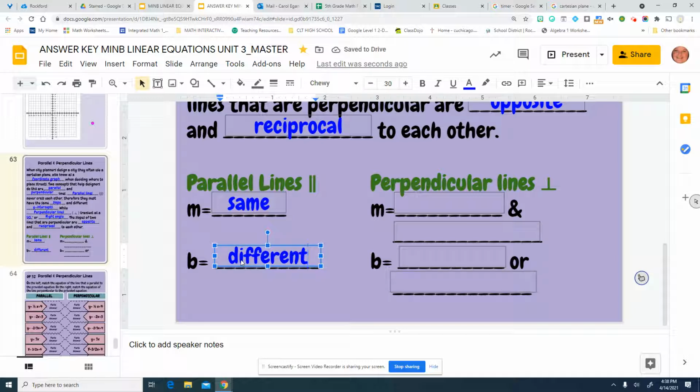So in order to prove, because that's where we're at in math, we can't just say, oh yeah, they look parallel. We have to prove it with the math. So if we're given a graph, we're going to have to find the slope of the two lines to determine if they're parallel or not.